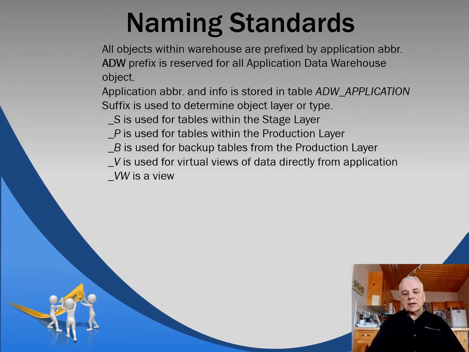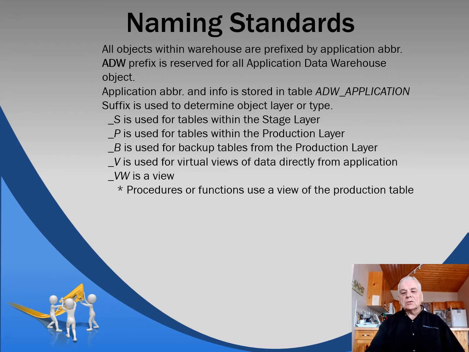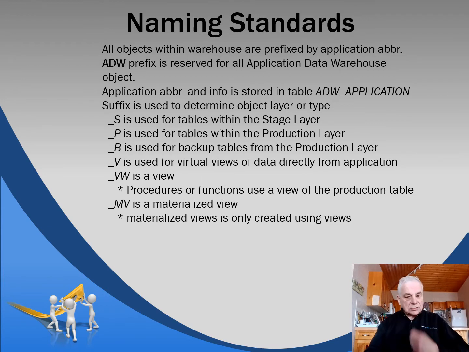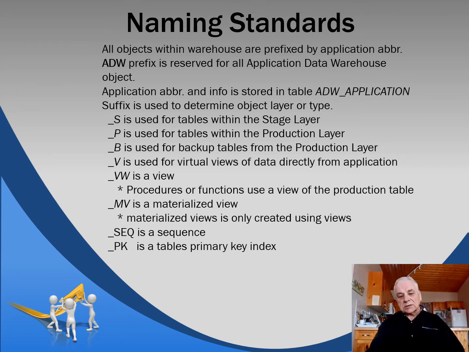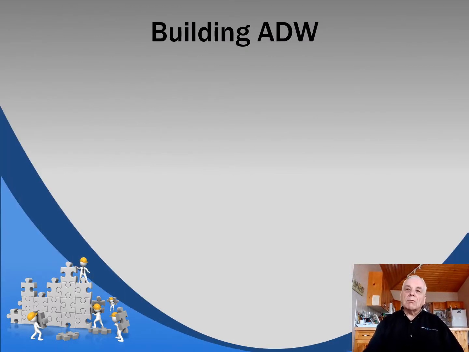And so we also then had another thing called _VW, which is for views. It is recommended that procedures and functions use views of the production table, not the production table directly, because they'll break. _MVs are for materialized views. Again, it's recommended that materialized views only be created from a view. _SAQ is for sequences. _PK is for primary keys. We use a number of different other standards as well. For example, triggers would be _BI for before insert. Triggers that were _BU were before update.